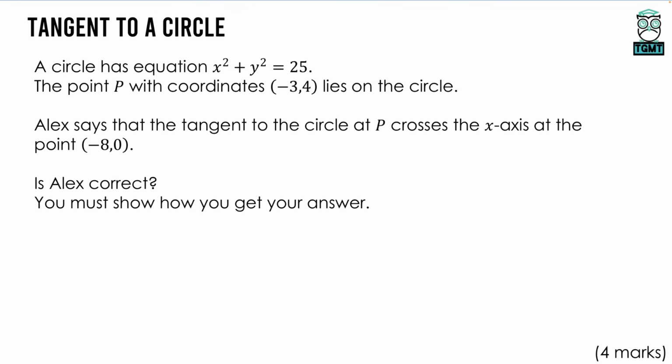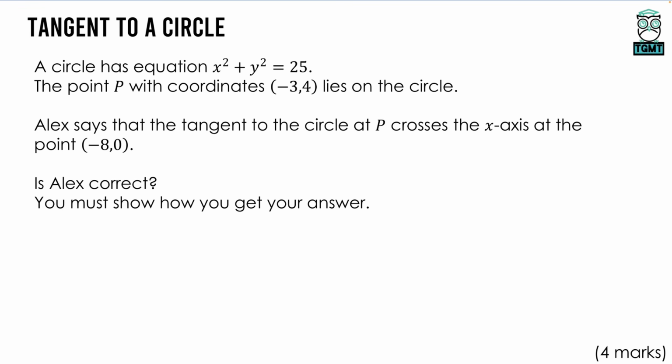Okay, so looking at a tangent to a circle. It says here a circle has an equation x squared plus y squared equals 25. The point P, with coordinates -3, 4, lies on the circle. Alex says that the tangent to the circle at P crosses the x-axis at the point -8, 0. Is Alex correct? And you must show how you get your answer.